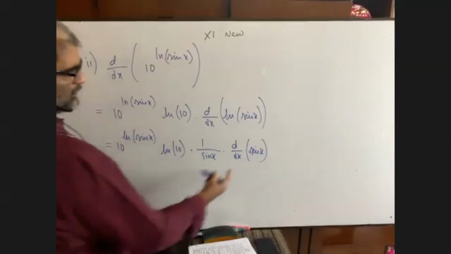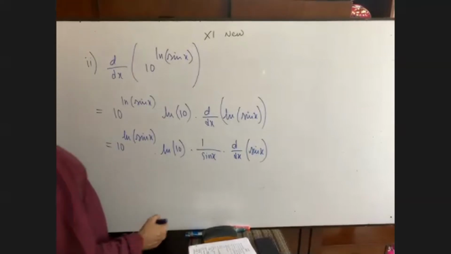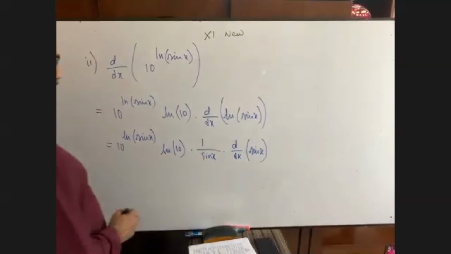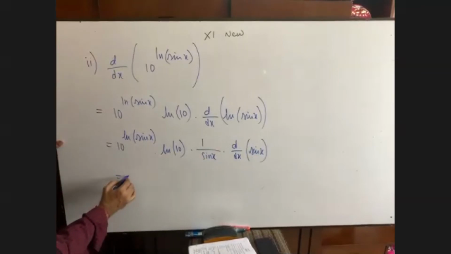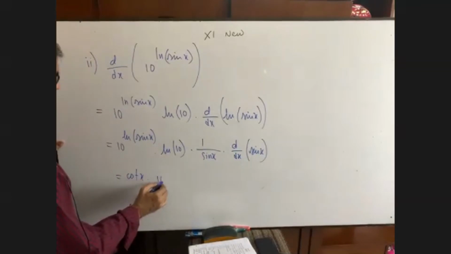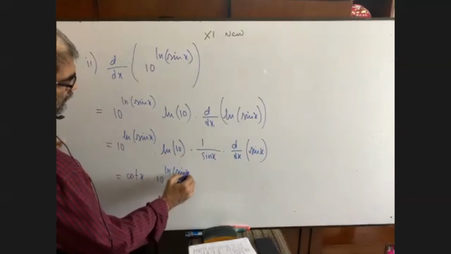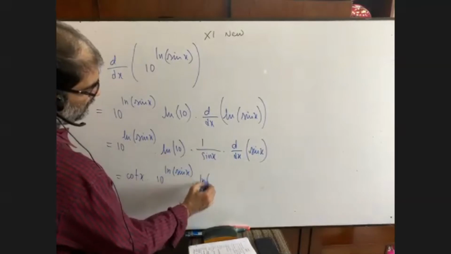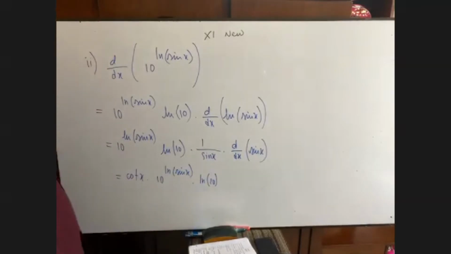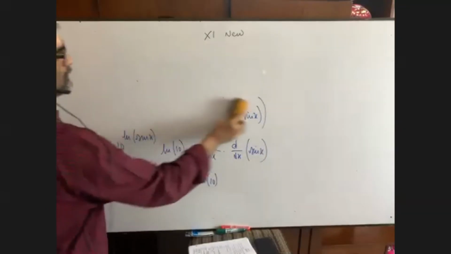Now, can you please tell me sin x equals to what? To cos x. So cosine x by sin x equals to cot x. So if I write down here cot x, then I think you will come to understand. Okay. 10 to the power ln sin x dot ln a, I mean ln 10. It is the answer. Have you got it?